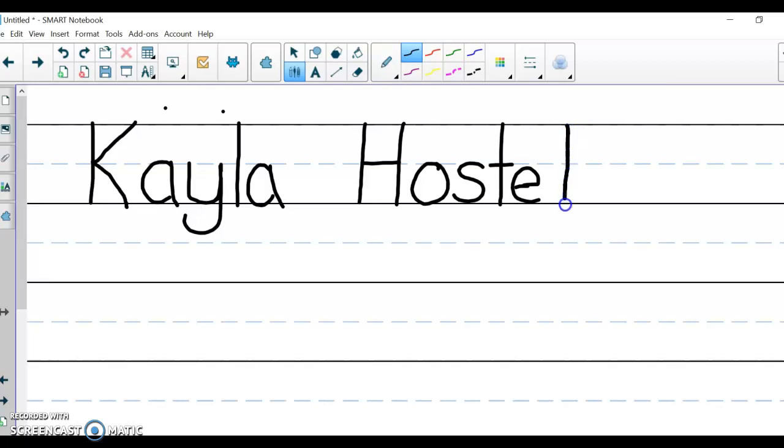Another T, an L, another E. See, I have to make that E connect. And finally, an R. Great! Now let's practice writing your name. Go ahead and write your name out on your lined paper.